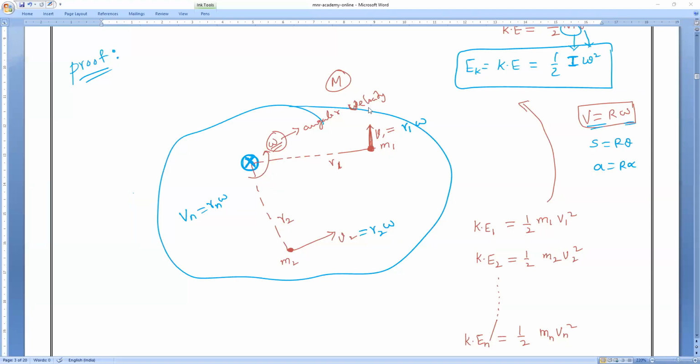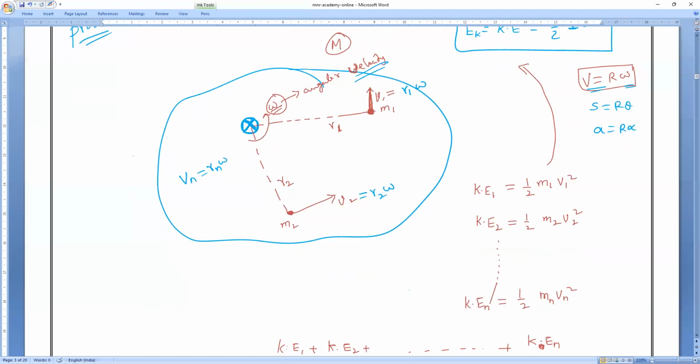Angular velocity of every particle remains what? Same, because they are revolving around the same pivoted point. So that angular velocity remains constant. So I will replace everything.